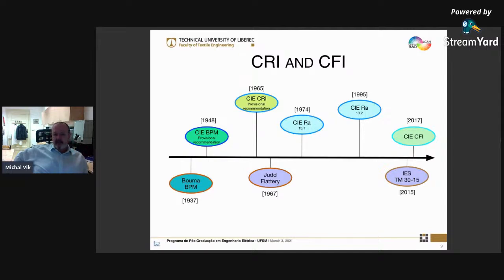Then, starting from 1974, we have CIE CRI, the color rendering index. And now we have CIE CFI, the color fidelity index, and also we have IES test method 30, which is now in version 2020.